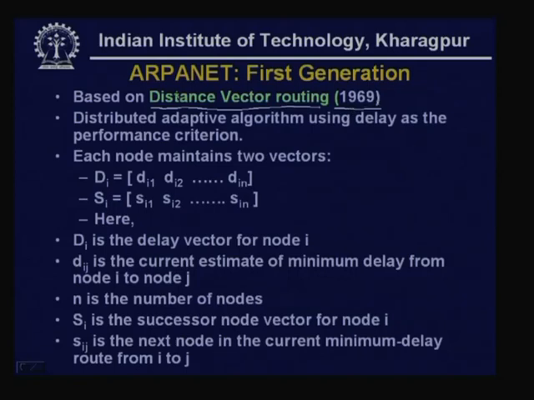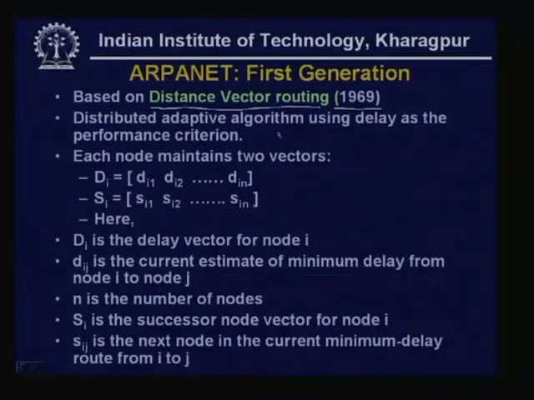So, this first generation algorithm, as I mentioned, is distance vector routing. As you already know, it is a distributed adaptive routing. So, there is no central controller, all the nodes take part in routing. It is a distributed adaptive algorithm using delay as the performance criteria. Each node maintains two vectors: di1, di2, ..., din.